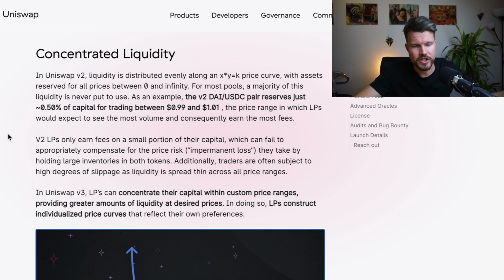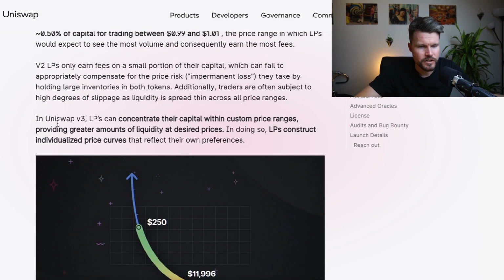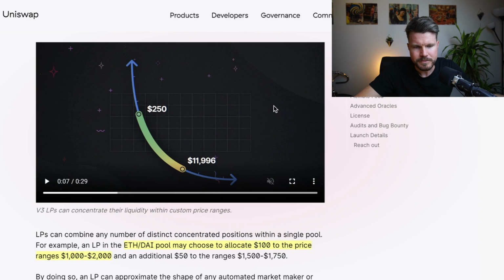The main issue with version 2 is that LPs only earn fees on a small portion of their capital. But with concentrated liquidity and version 3, liquidity providers can concentrate their capital within custom price ranges, providing greater amounts of liquidity at desired prices. So basically, if they would maybe be providing liquidity for ETH or USDC, they can actually specify between what kind of price range they'd actually like to provide some liquidity.